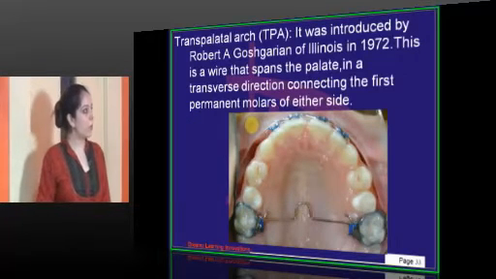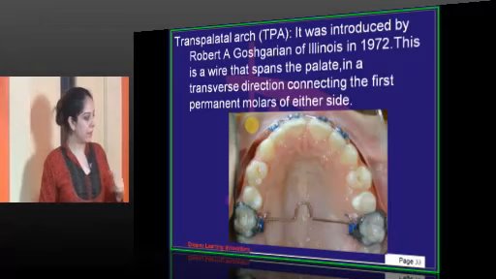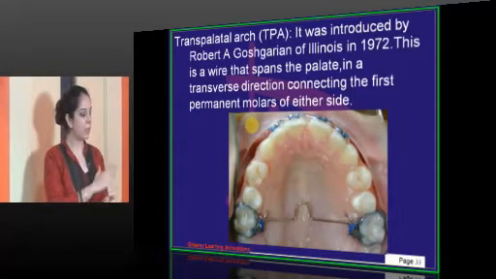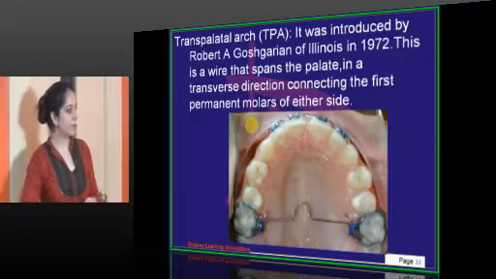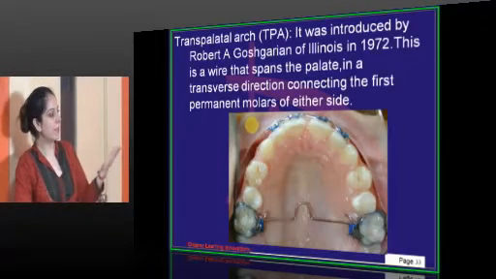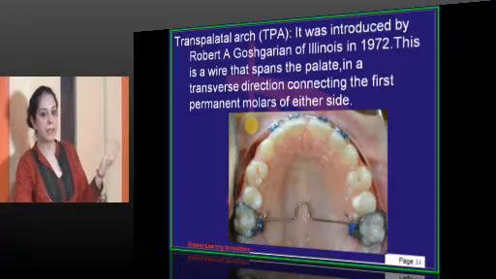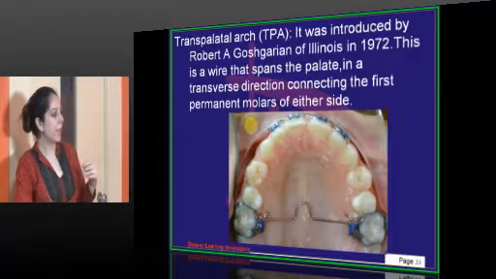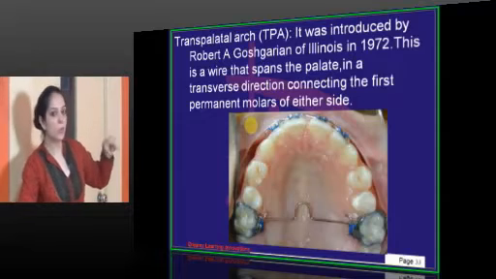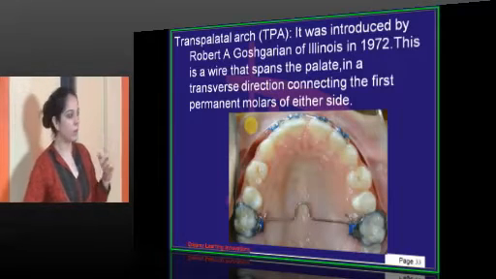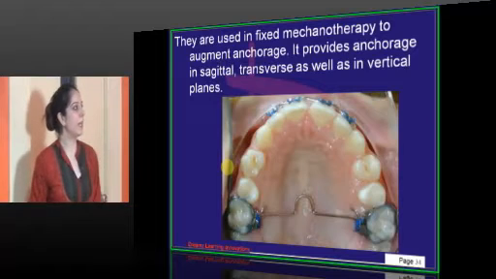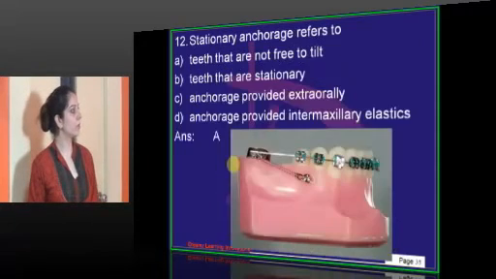It was introduced by Goshgarian, and in this there is a wire which goes from one side of the palate to the other. It has a loop in the center. In most of the designs, the open end of the loop is facing distally or posteriorly, and it has two smaller loops which go inside the lingual sheath which is attached to the molars on the lingual side. They are used mainly in fixed mechanotherapy to augment anchorage.